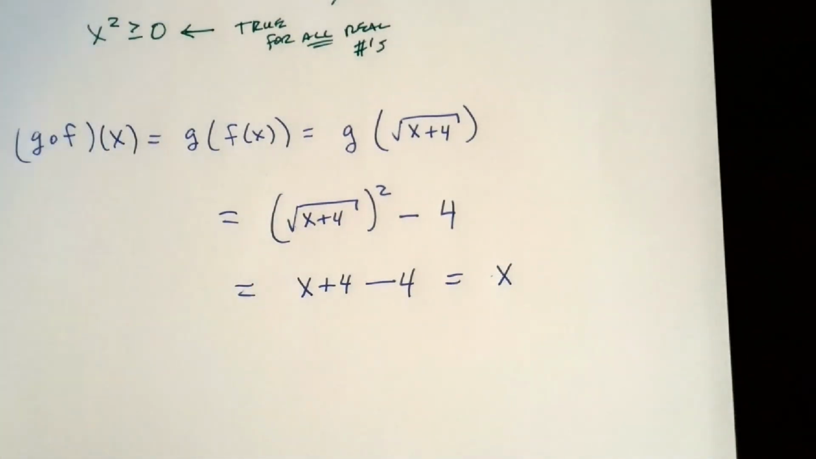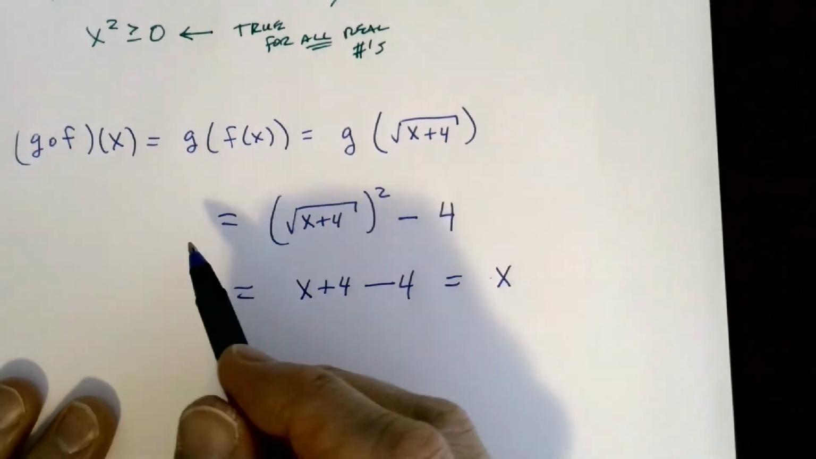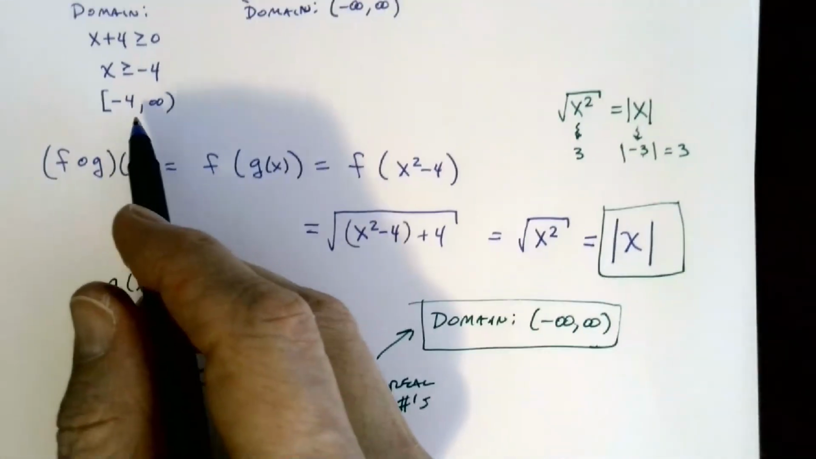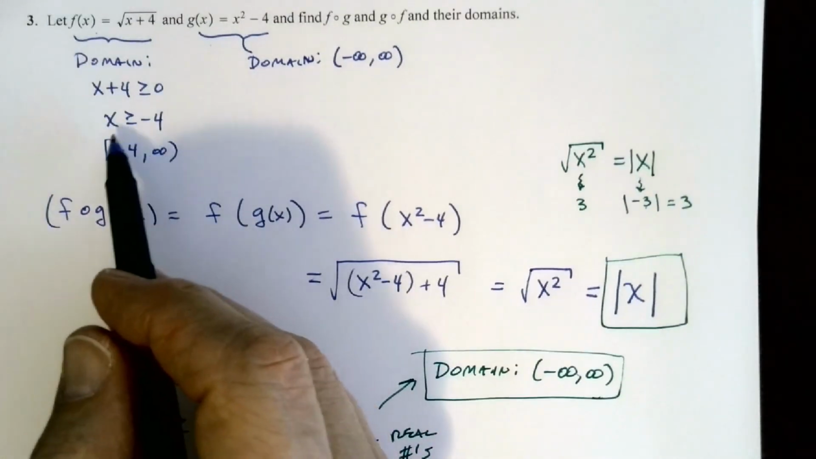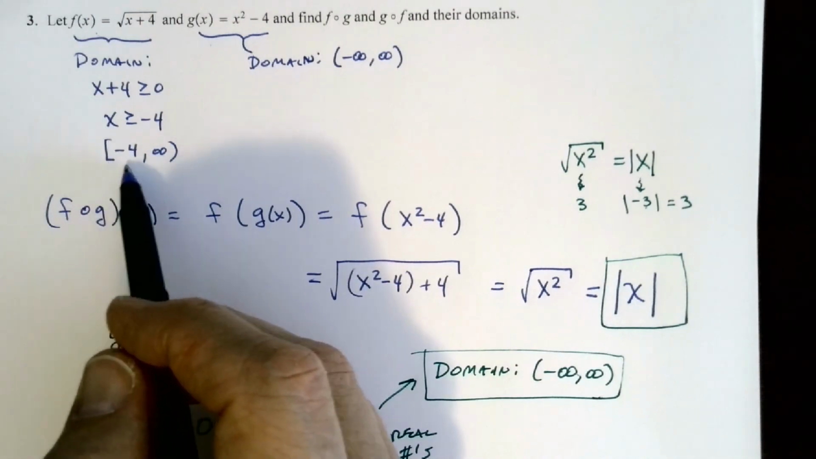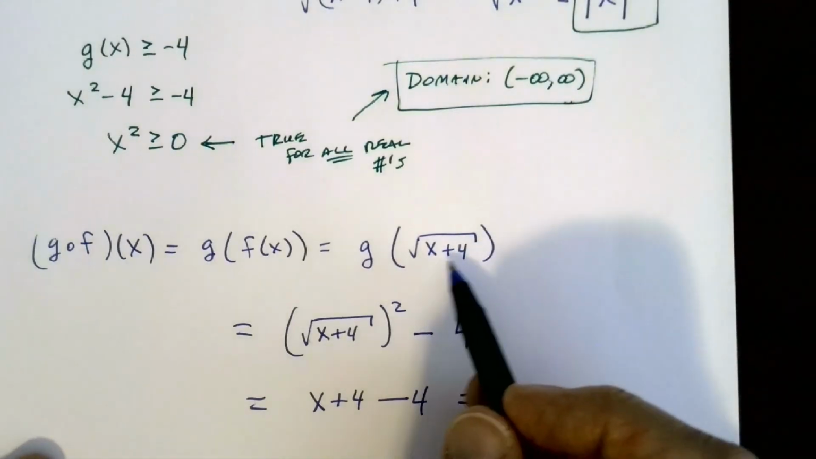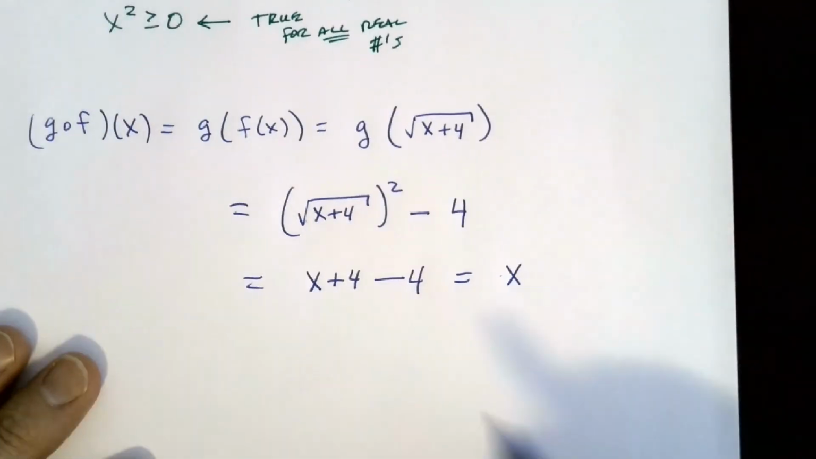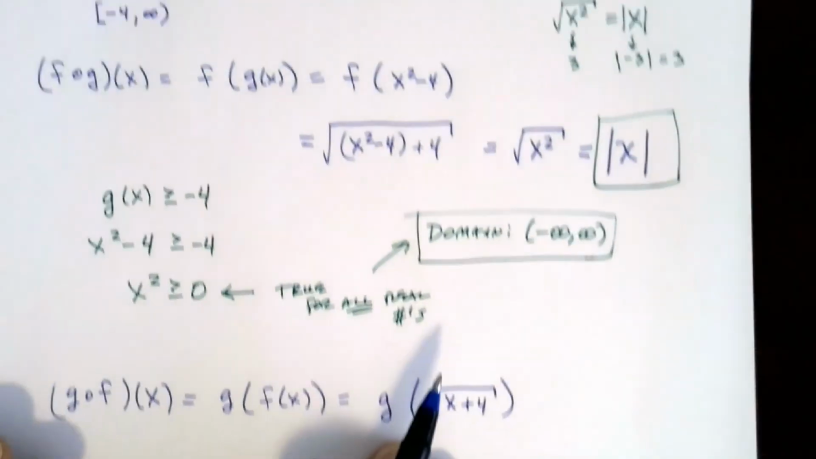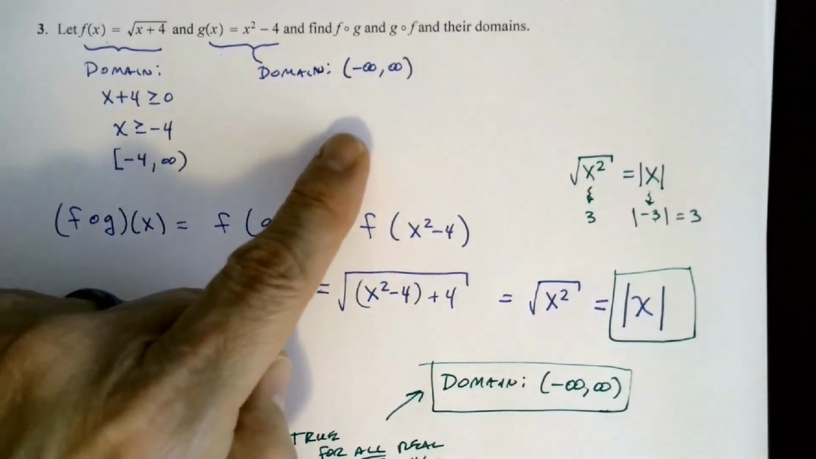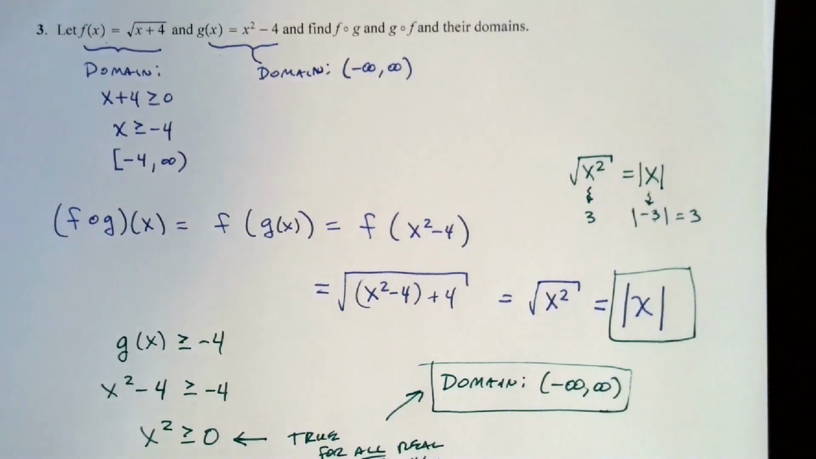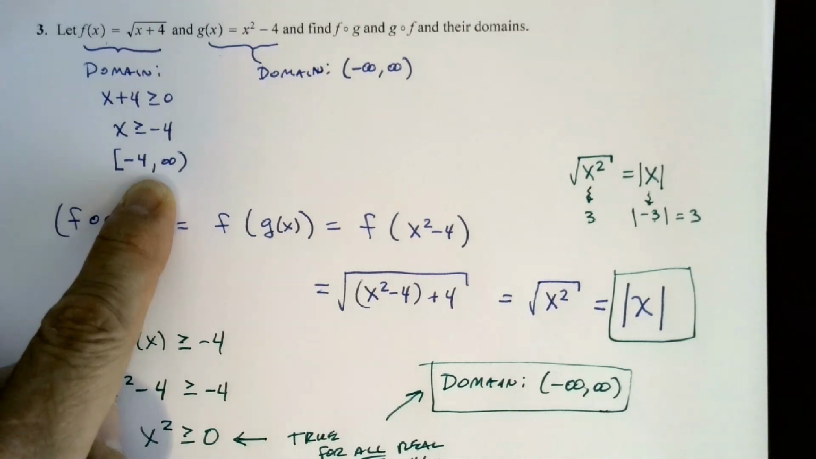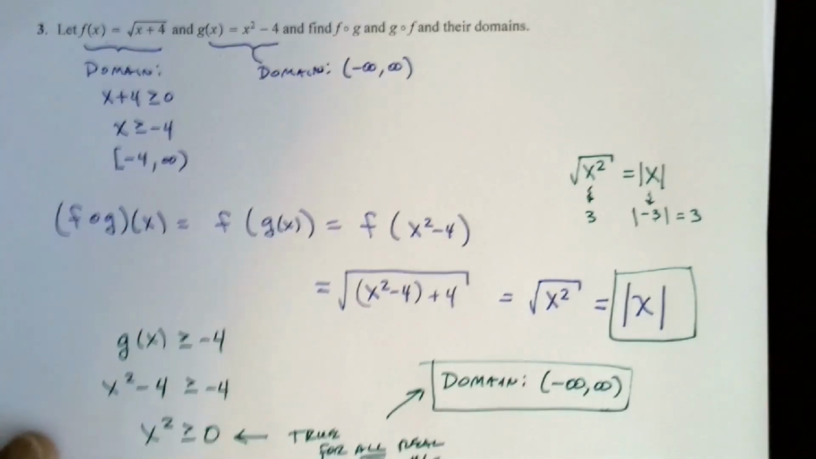Okay, but what's the domain here? Well, remember, we started with the function f of x. What's its domain? Its domain was everything greater than or equal to -4. And we can see that, because the value under the radical must be non-negative. And then, of course, we're plugging the output of f of x into g of x. But remember, g of x's domain is all real numbers, so there's no problem there. We can plug anything we want in there. But this restriction says our domain is everything greater than or equal to -4.